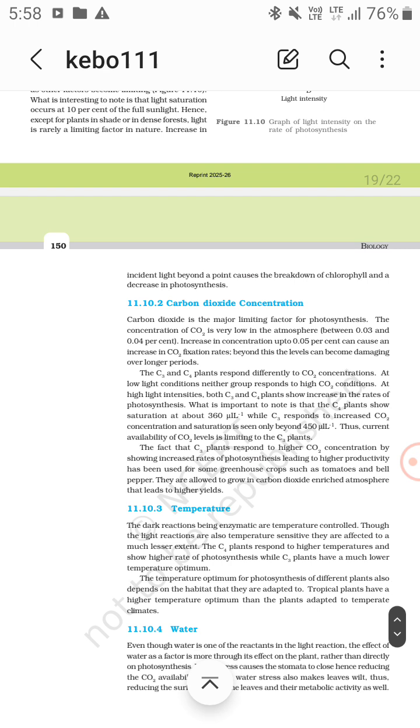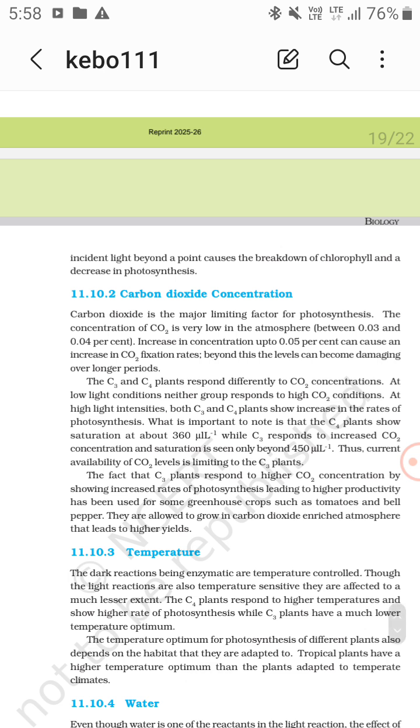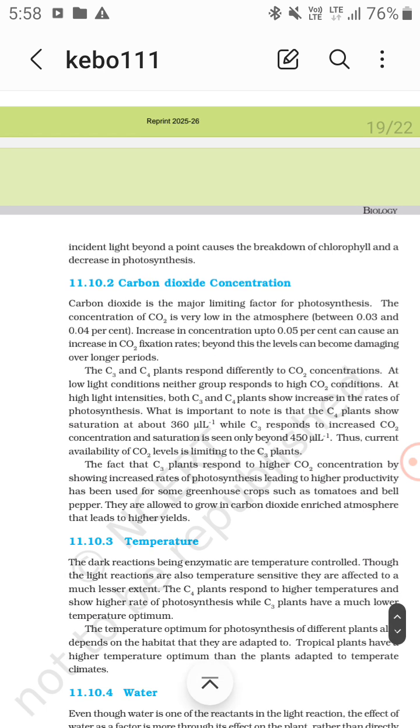Now carbon dioxide concentration. Carbon dioxide is the major limiting factor for photosynthesis. The concentration of CO2 is very low in the atmosphere, between 0.03 to 0.04%. Increasing the concentration up to 0.05% can cause an increase in CO2 fixation rates. Beyond this the levels can become damaging over longer periods.